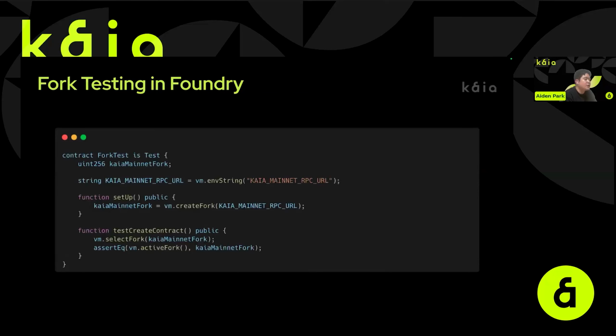We can do fork testing in Foundry too, for sure. You can set the Kaia mainnet RPC URL from the configs, and you can call the create fork method with the mainnet RPC URL. Then Foundry automatically executes on this mainnet state. Yeah, you can select fork like this.